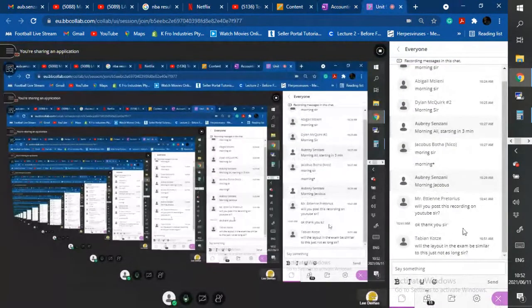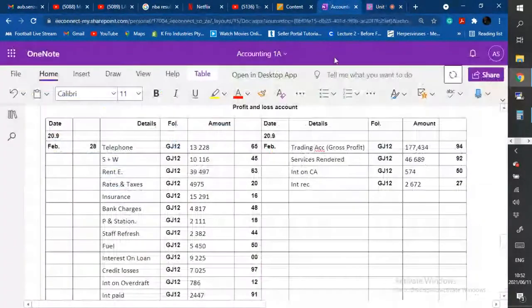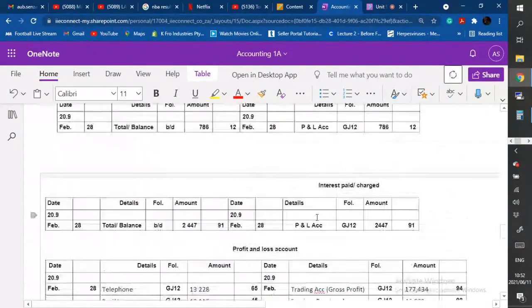Okay, I heard something in the chat. Will the layout in the exam be similar to this, just not as long, sir? Yes, the layout will be, let me say it like this. They will give you the structure, so they'll give you the profit and loss account. Obviously, it'll be blank because you need to fill it in, okay? But yes, the question itself will not be as long. So for instance, they could have just asked you the profit and loss account. They could have also asked you to do the trading account, and they could have just left it like that.